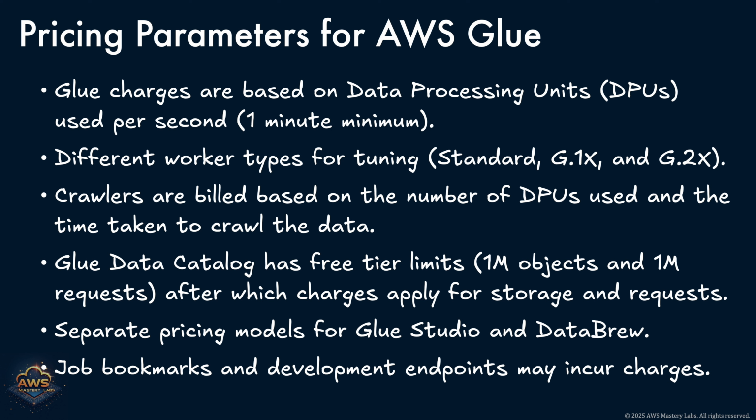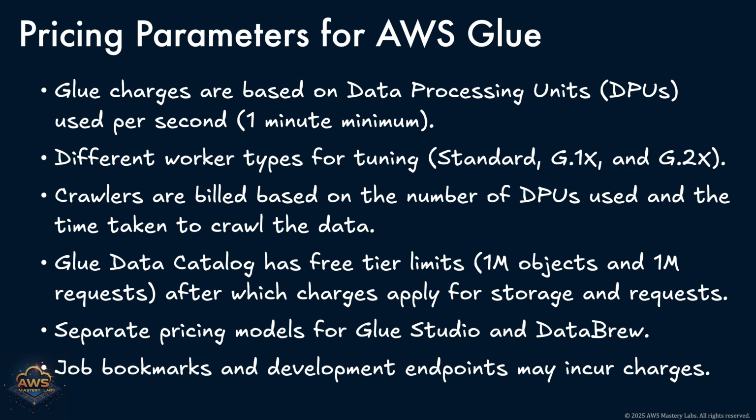AWS Glue offers a flexible, consumption-based pricing model designed to scale with your workloads. At the heart of it all are data processing units, or DPUs. You're billed per second, with a 1-minute minimum, based on how many DPUs your ETL job consumes during execution. This makes Glue ideal for dynamic, on-demand data processing tasks.